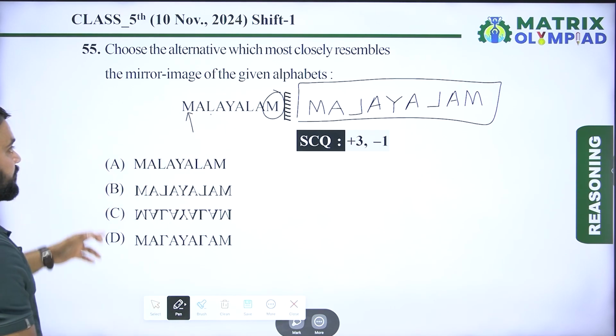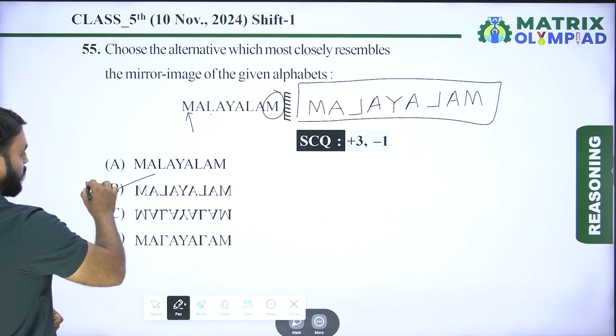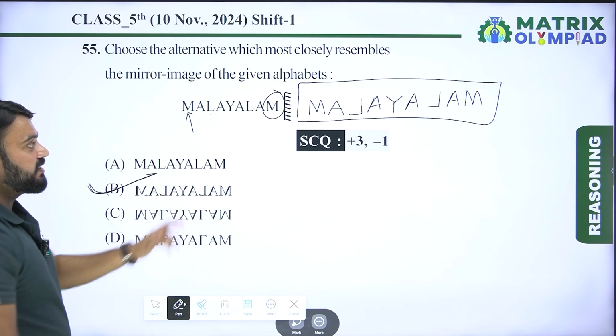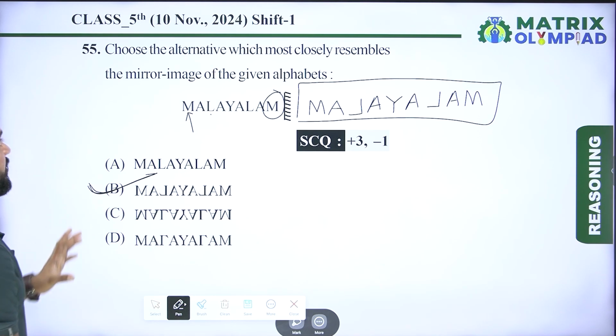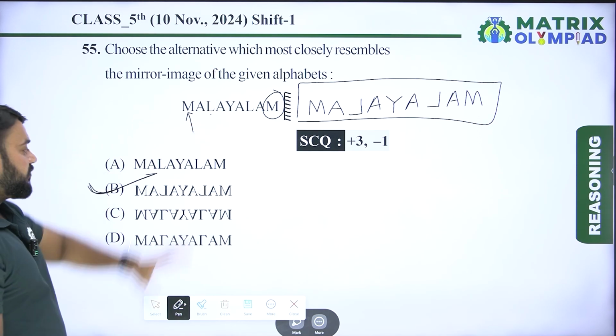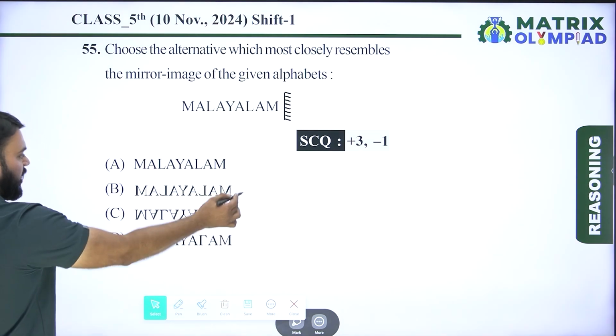So now here, option B is the correct answer of this question, because option B shows the correct mirror image of given alphabets. So here option B is the correct answer of this question. Let's move on to the next question.